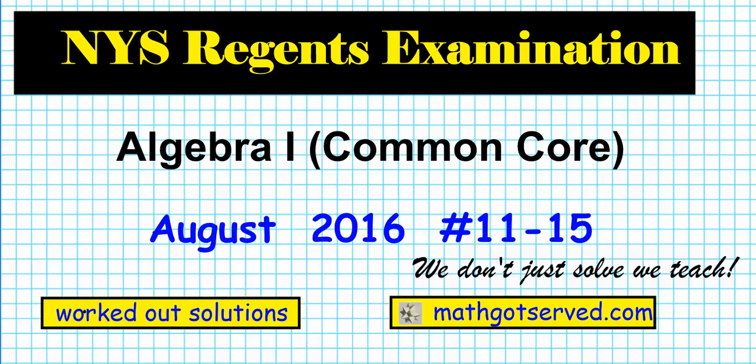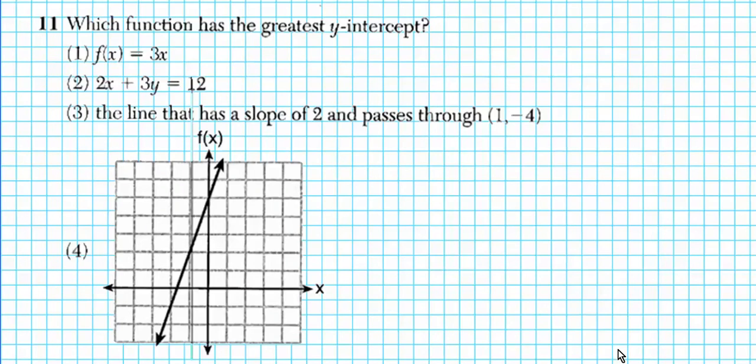In this clip, we're going to be going over problems 11 to 15 of the August 2016 Algebra 1 Common Core New York Regents exam. All right, let's take a look at question number 11. It says, which function has the greatest y-intercept? So what we're going to do is find the y-intercept of the lines represented by these four options and then determine which one is the biggest.